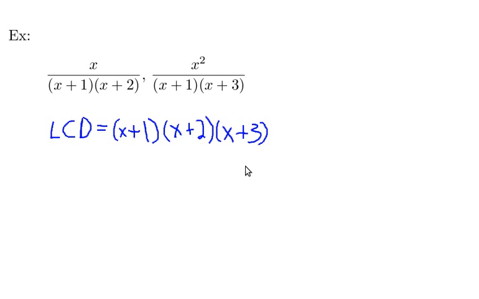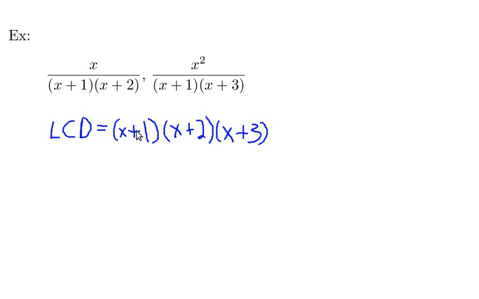Now the trick is, how many times does each one occur? So we look for the greatest amount that it occurs in the original problems. So if our LCD is x plus 1, at most, how much does this x plus 1 occur in these two original problems? Well, we have it occurring once here and once here, so it occurs once. At most, how much does x plus 2 occur? It occurs once here, no times here, and 1 is bigger than 0, so it occurs once. This x plus 3 occurs no times in the first one, but 1 time in the second one, so it occurs 1 time here.